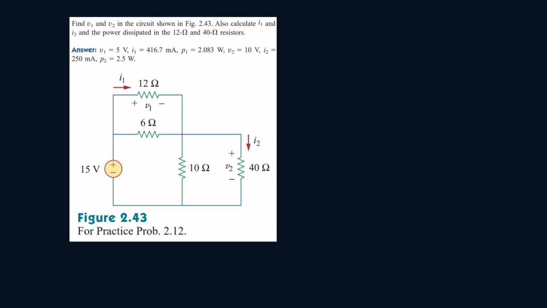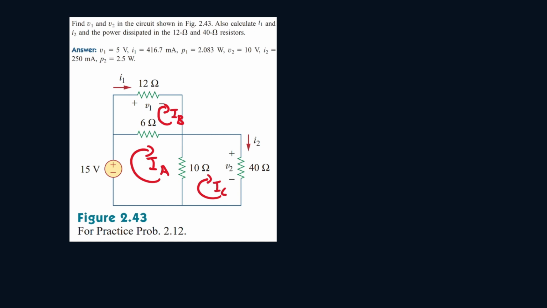Okay, so we have to find V1. Pretty much we have to find all of this that's given here, and we have to find the power that's been dissipated in a 12 ohm and 40 ohm resistor. So let's start with doing a mesh analysis. Let's call this IA, let's call this IB, let's call this IC. Okay, let's start writing the equations.